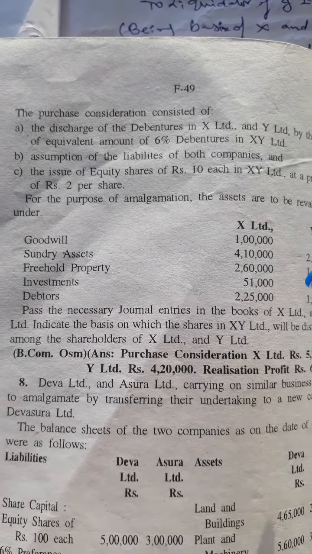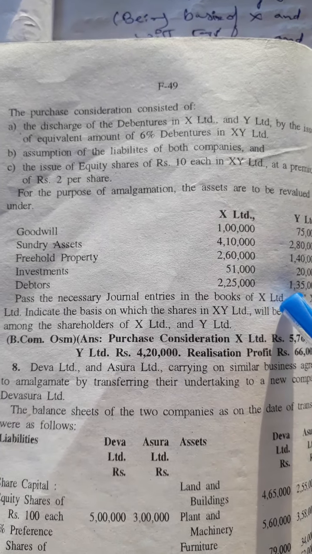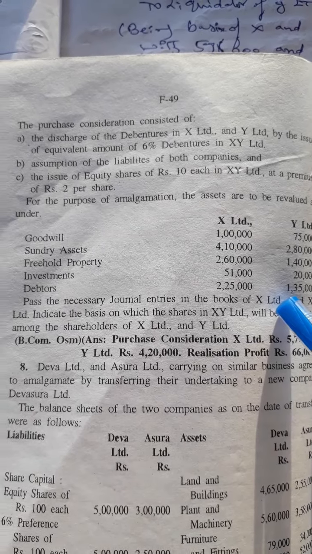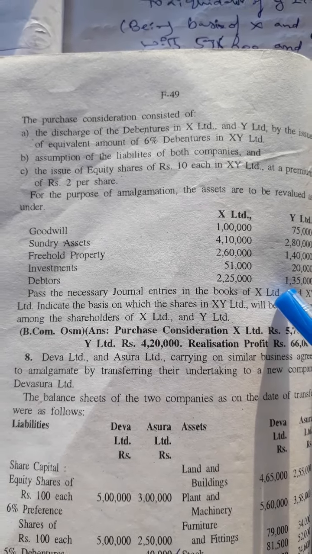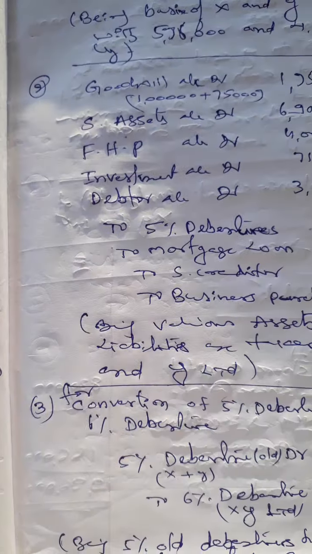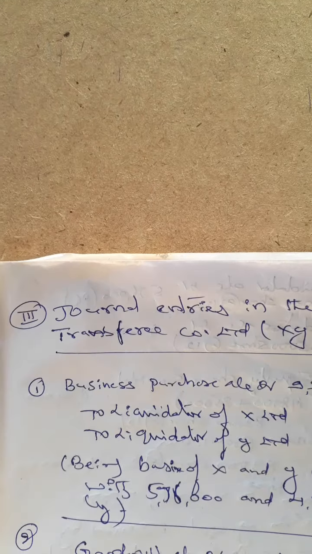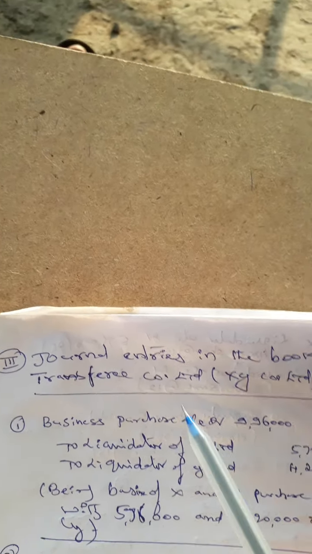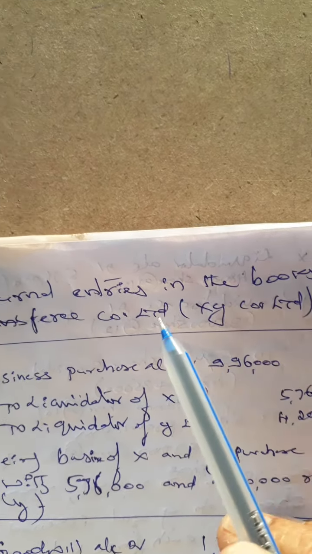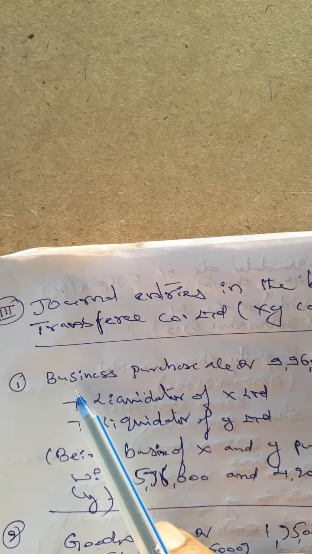So how can we write journal entries in the books of XY Limited, the transferee company, the new company? That is what I am explaining here. Journal entries in the books of XY Limited, the transferee company. First, for the business purchase.